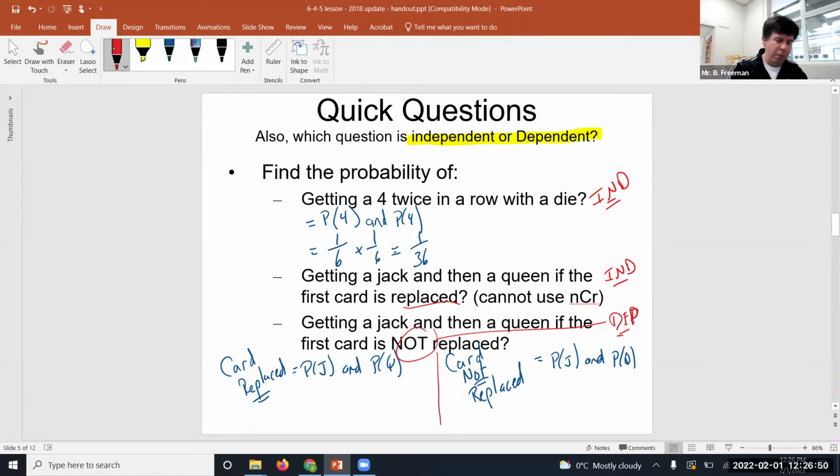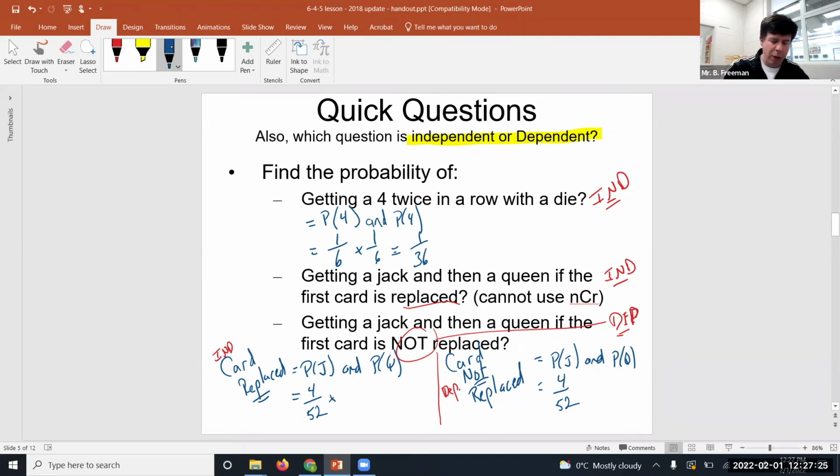So the card being replaced, reminder, is the independent situation. The card not being replaced is the dependent situation. And then we'll work through the probabilities. I'm going to focus on all the parts that are the same. The probability of getting the jack is identical. There's 4 jacks that are there. I'm going to leave everything over. I'm not going to reduce fractions right away so that we can see what's occurring with the pattern here. So 4/52 is the probability of getting a jack regardless of what's happening next.